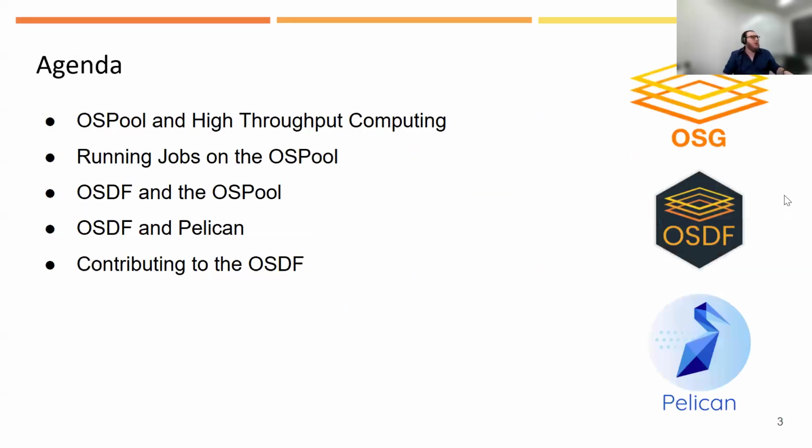All right. So what we'll be talking about today is first a very brief introduction to the OSPool and high throughput computing, and how we run jobs on the OSPool. This is to set up the discussion about moving data around the OSPool via the OSDF, which then leads into a discussion about Pelican, which is the software running the OSDF, and finally, how you can actually contribute to the OSDF as well.